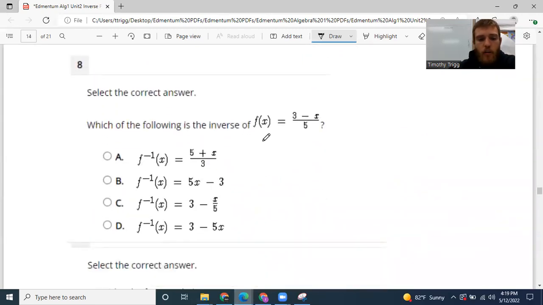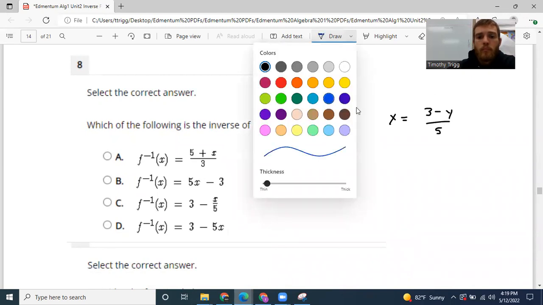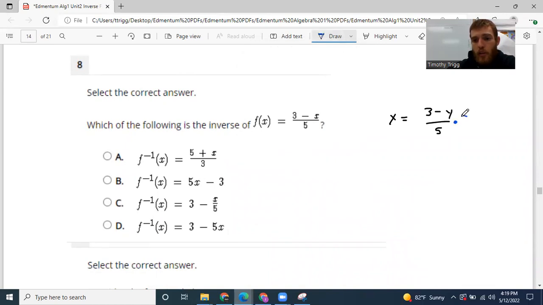Here we want to find the inverse of this function here. Okay, so I'm going to go ahead and just swap f of x with x and replace x with y. We did one very similar to this earlier. We would multiply by 5 both sides of the equation. And I'll go ahead and move this 3 minus y to the left side here. Okay. Go ahead and finish solving for y and make sure that you're solving for y, not just negative y.